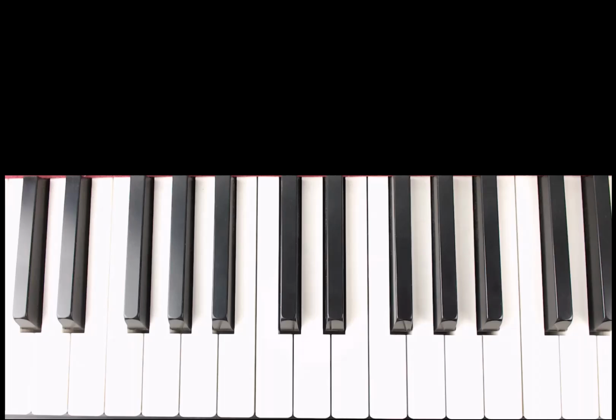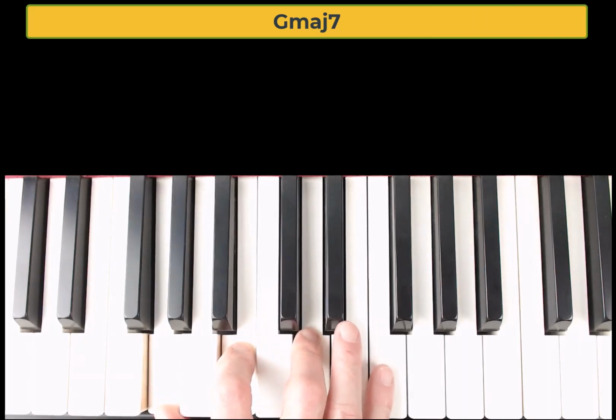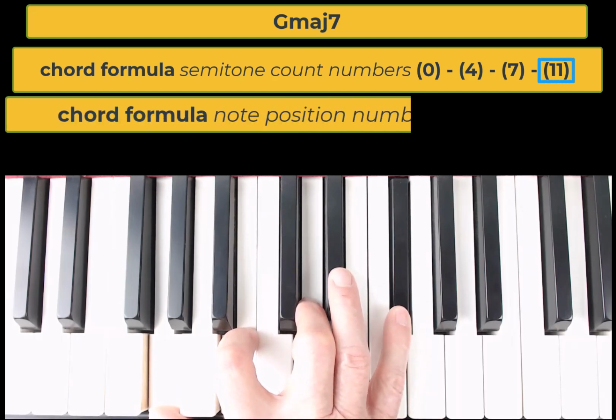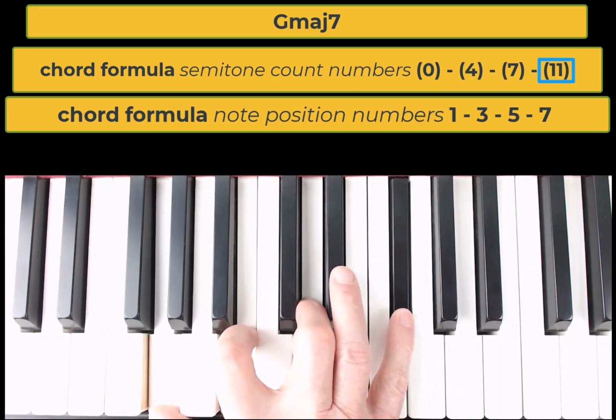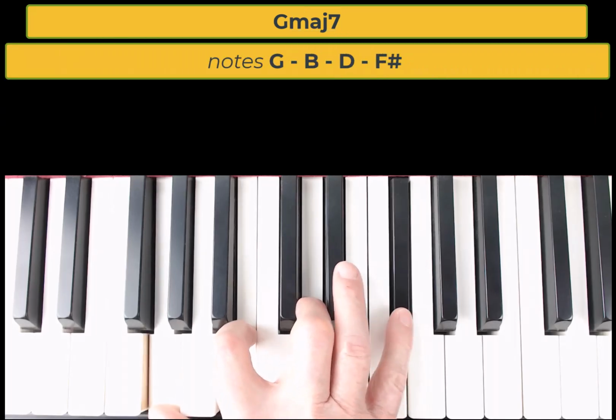Notice that the major 7th chord is the chord that has what I call the real number 7 note position number in it. So if we took a G major 7th, I know that major 7th note is going to be the true note, and its semitone count is 11. G major 7th are note positions 1, 3, 5, and 7, which is 0, 4, 7, and 11. That major 7th is indicating that it's the 11th semitone count, which in this example is the F sharp note. So the notes are G, B, D, and F sharp.